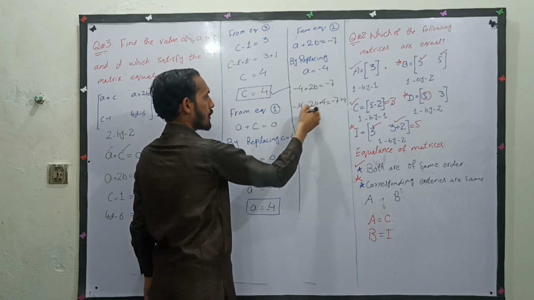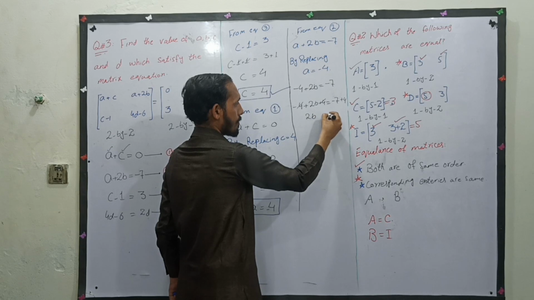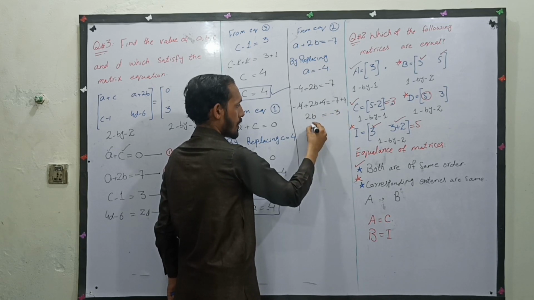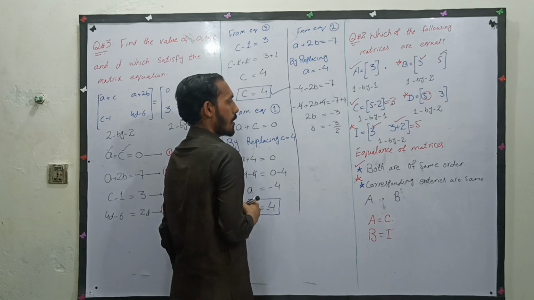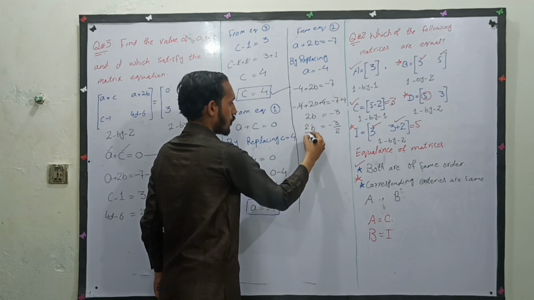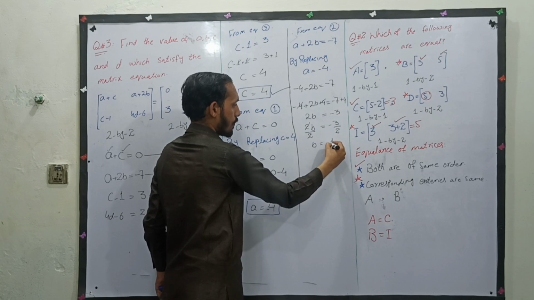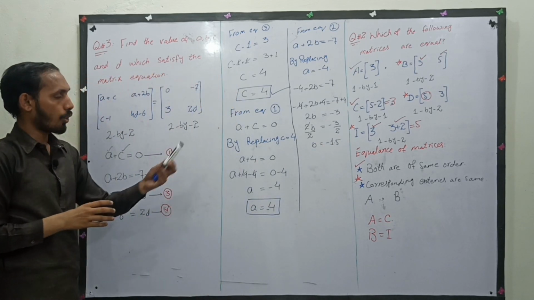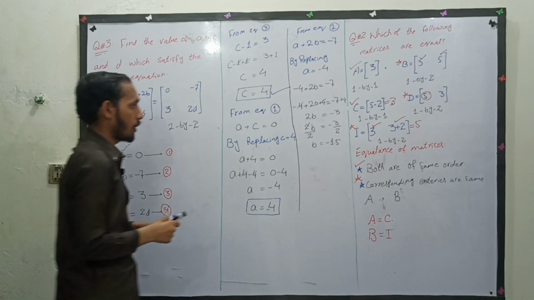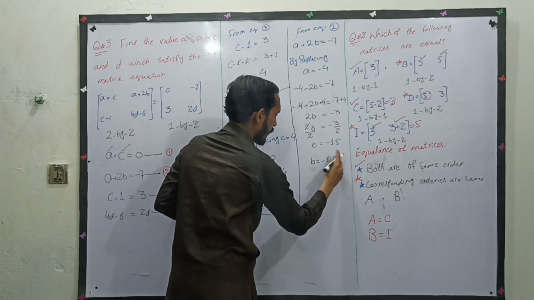Plus 4 and minus 4 will be cancelled out. So 2b is equal to minus 3. b is equal to minus 3 by 2 because by dividing by 2, 2 will be cancelled out. So b is equal to minus 1.5. Now b is known to us. So the value of b is minus 1.5.